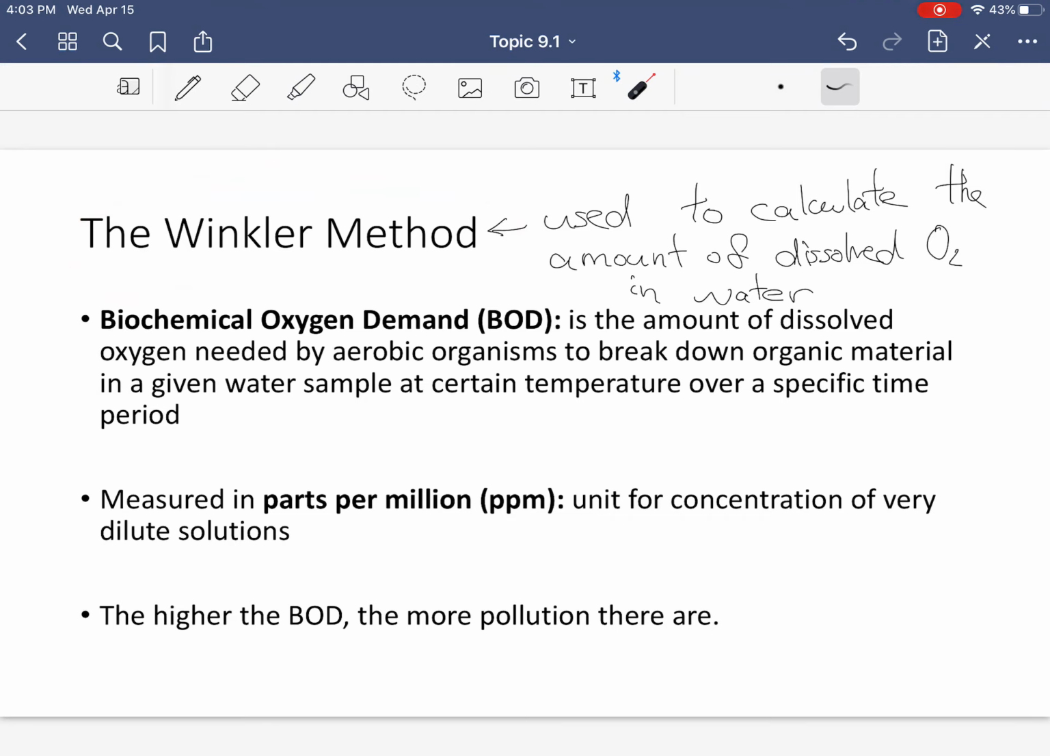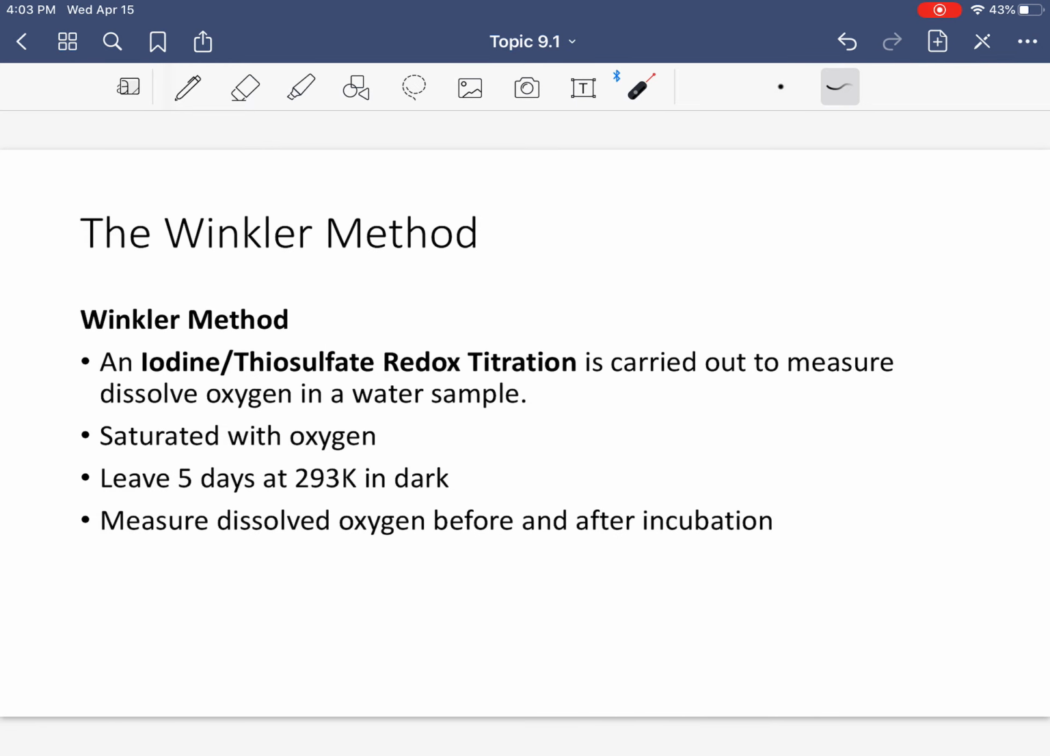Now, the amount of oxygen dissolved in water, or the amount of BOD, is actually a very, very tiny number. So, because it's tiny, we express this concentration through ppm, parts per million. So, let's take a look at the chemistry behind this.